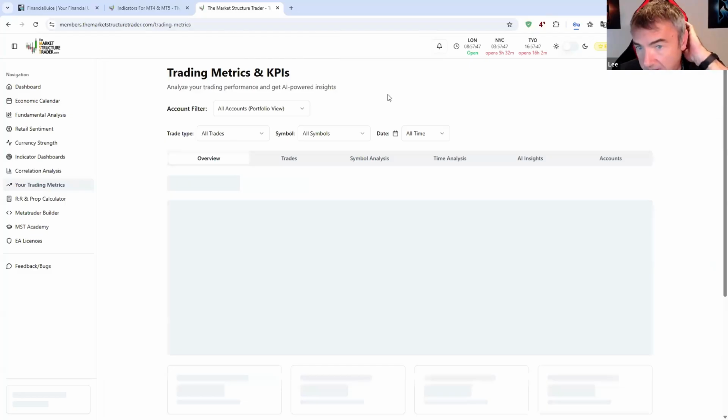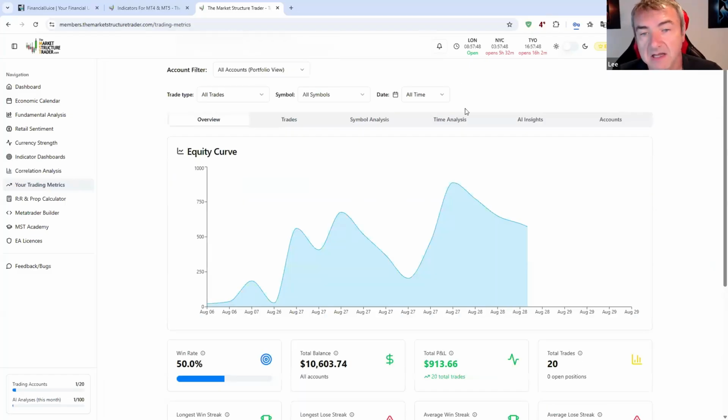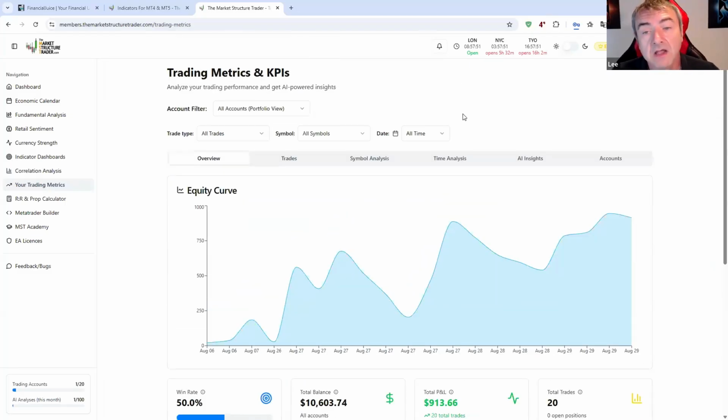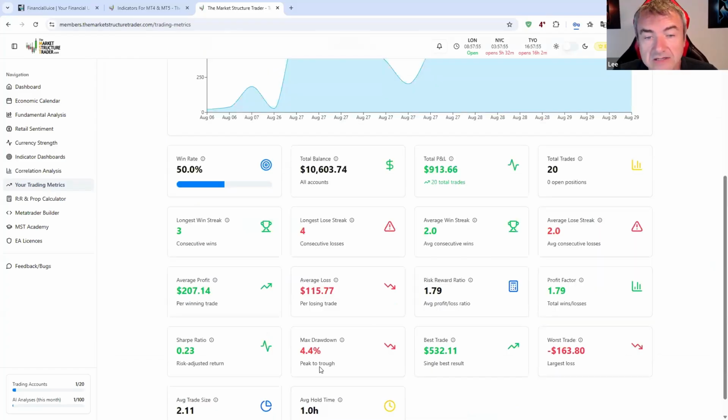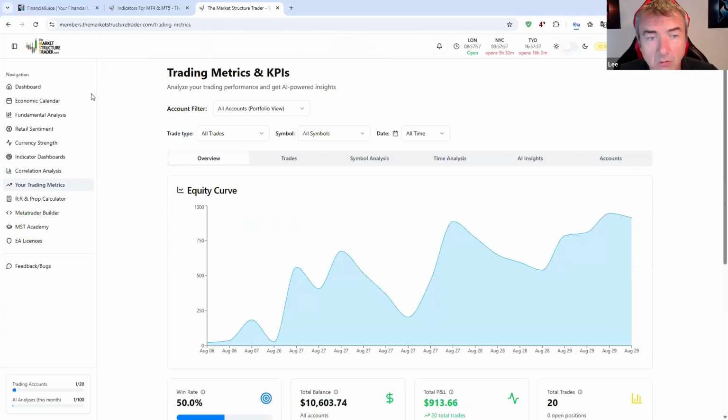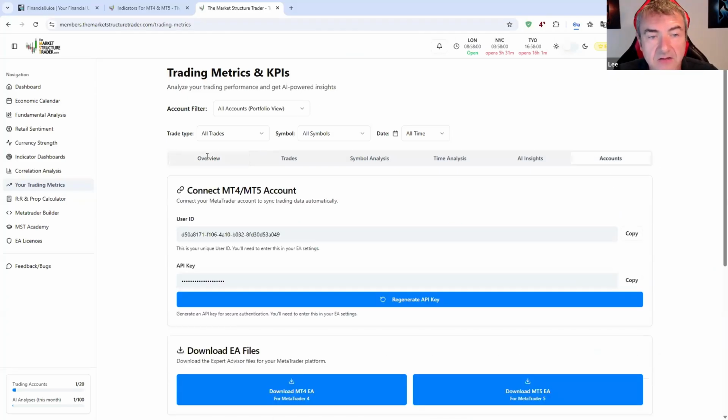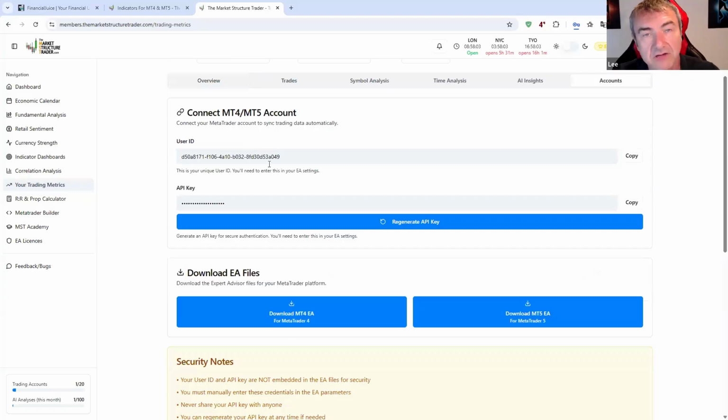Trading metrics. So we have basically a trading analysis tool built in. So we have down here all the statistics for your trading account. So all you do is you go into accounts. You have a user ID, which is unique to you. You have an API key, which is not generated when you first sign in. You need to click the generate or regenerate. That will say generate rather than regenerate API key. And then you can copy that with those buttons.